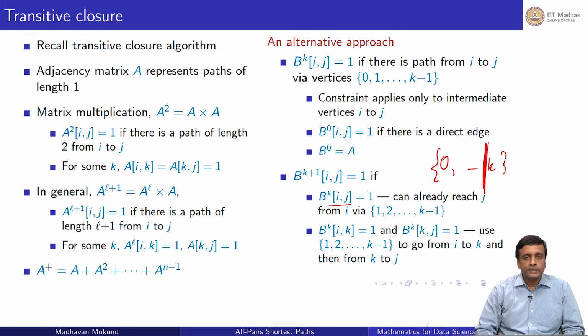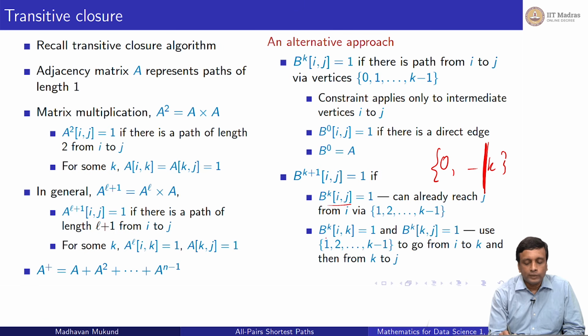But if I need to use k, then remember now we use this property that was implicit, that we are going to visit k only once. There is no point in visiting k multiple times. So if I need to use k, I need to get from i to k and I need to get from k to j. But if I am using up k and going from i to k, then I cannot be using k in between, right? I am using k only once overall. So going from i to k, I don't see k. Going from k to j, again I don't see k.